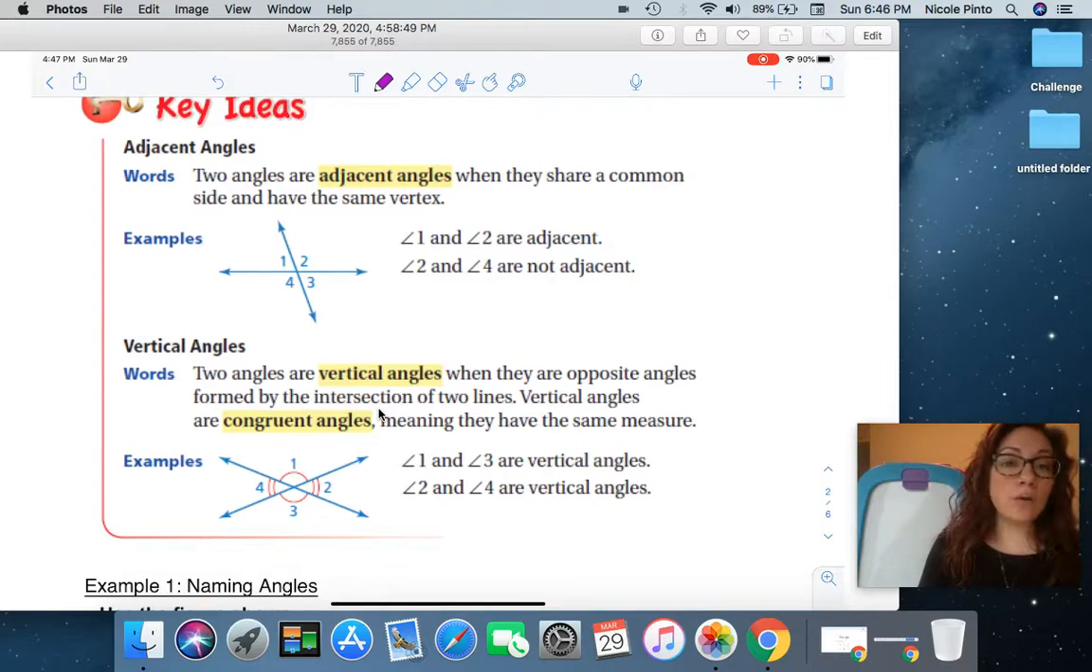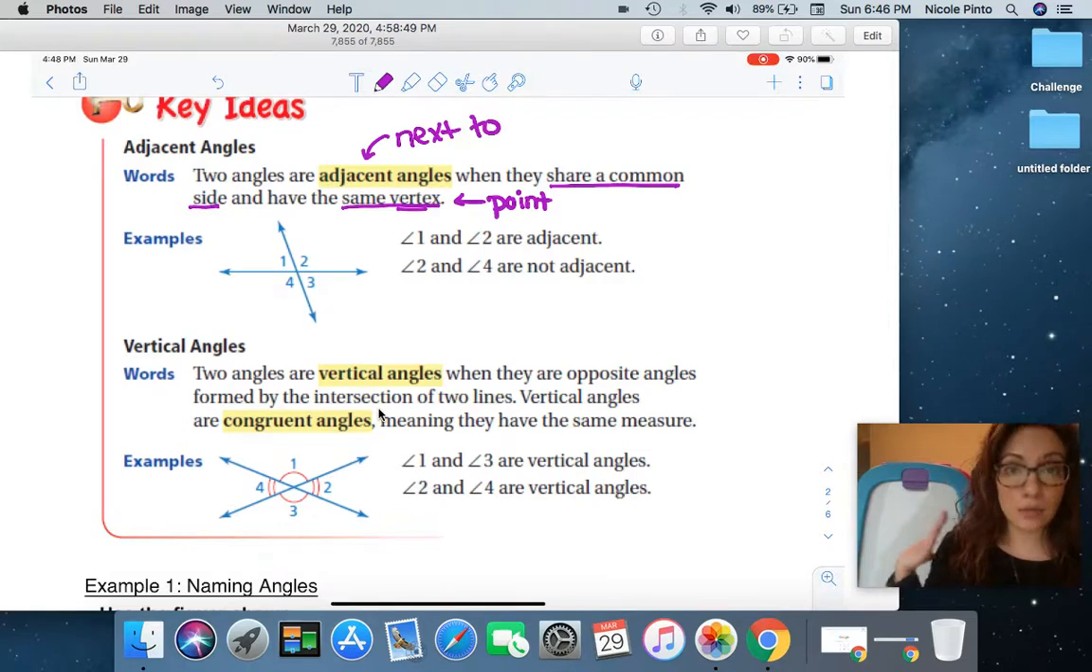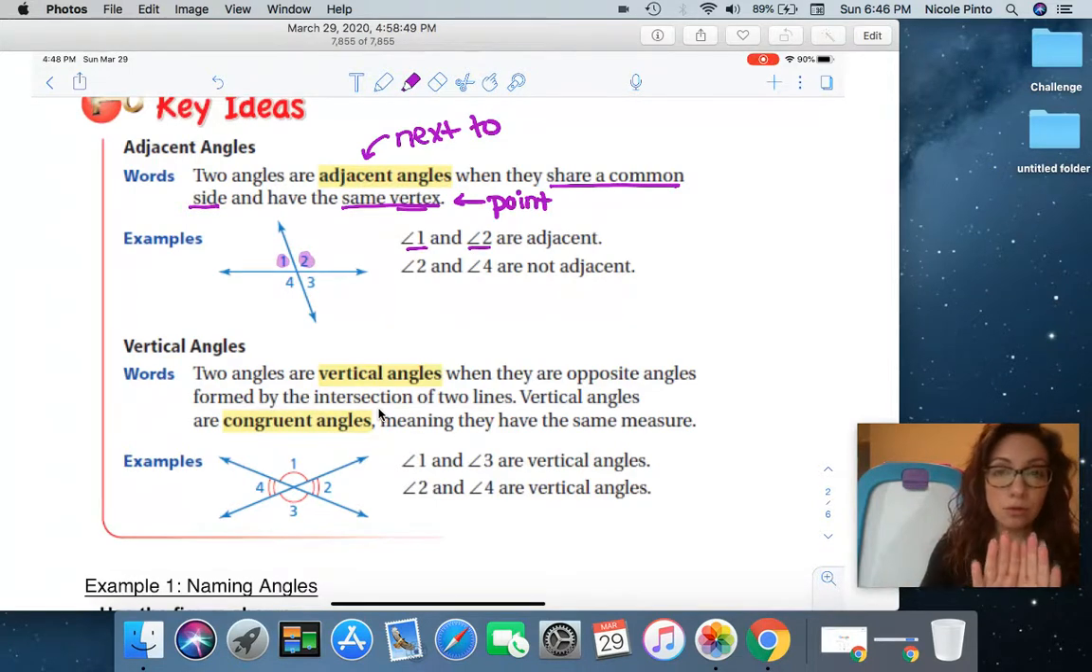2 angles, dos ángulos, are adjacent when they share a common side and they have the same vertex. So if you think about what we just saw, the vertex is that point in the middle of your 2 legs of your angle. Now, if something is adjacent, then we are saying it is next to, al lado de. That's what adjacent means. So if we look here at this first example, they're telling us that angle 1 and angle 2 are adjacent, okay? So son dos ángulos que están al lado de uno.